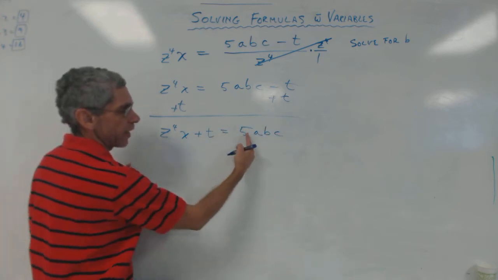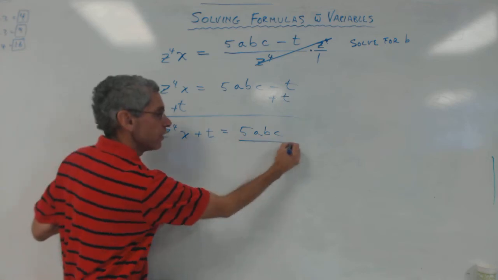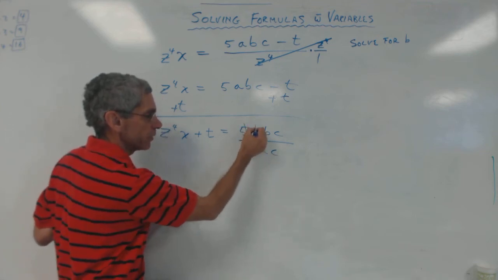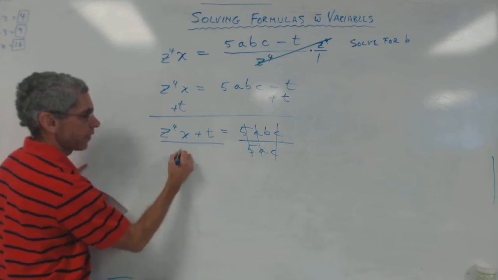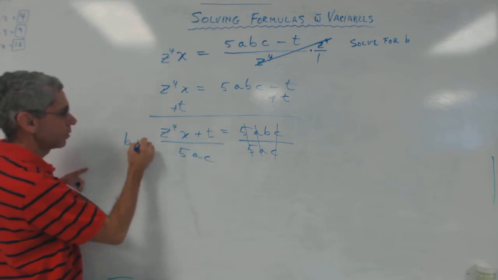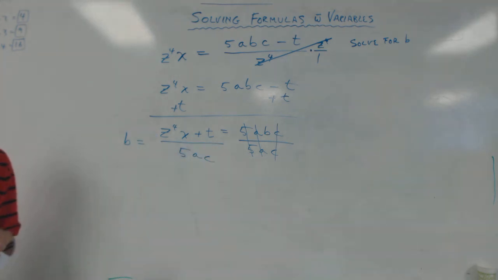What are 5, a, and c doing to b? Multiplying. So let's divide by 5ac. The 5's cross out, the a's cross out, and the c's cross out. Divide this by 5ac, and that's my b. b is equal to that. Pretty straightforward.